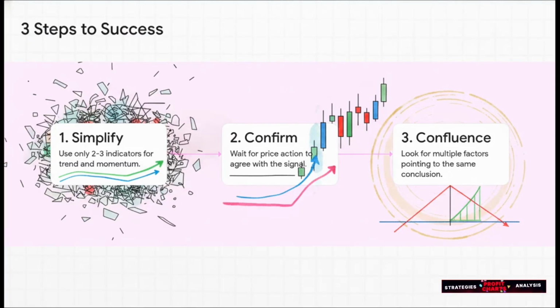Step 1, simplify. Get that clutter off your chart. Pick just 2 or 3 indicators that work together, not against each other. Maybe one for trend, like an EMA, and one for momentum, like the RSI.